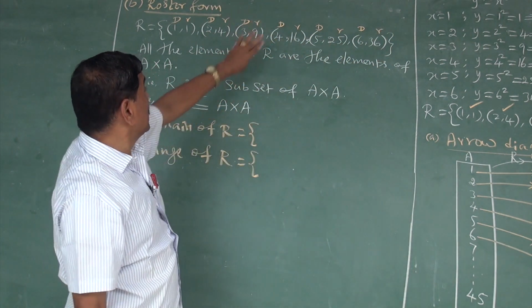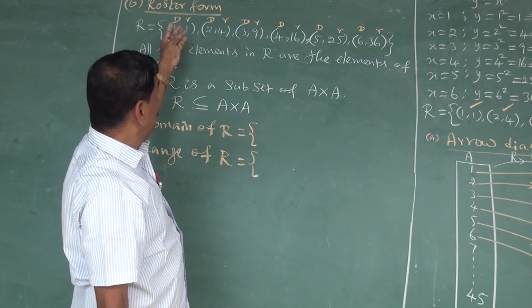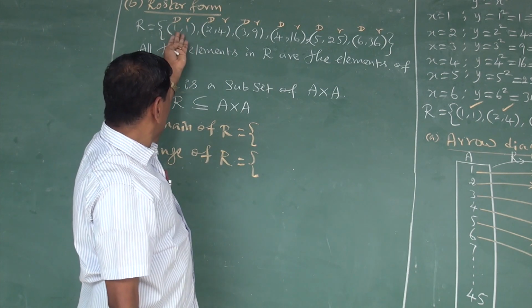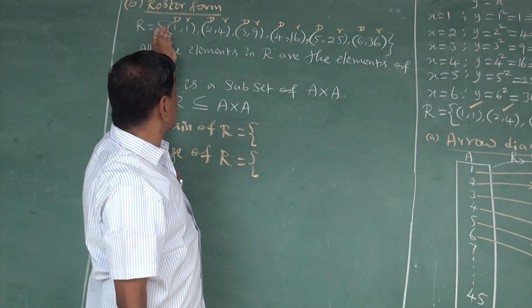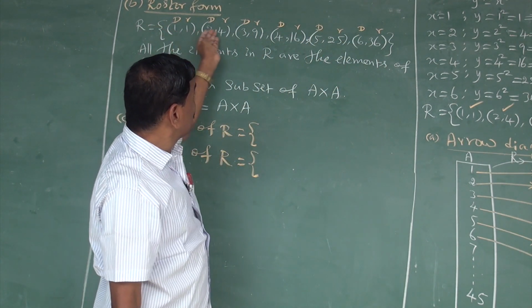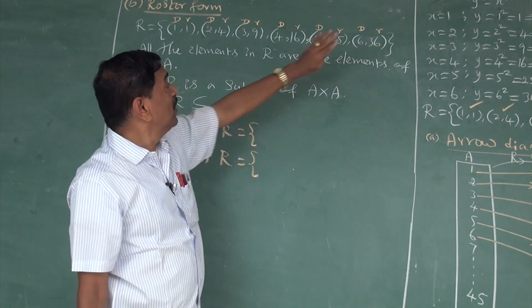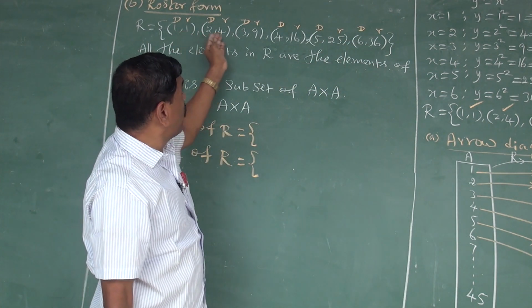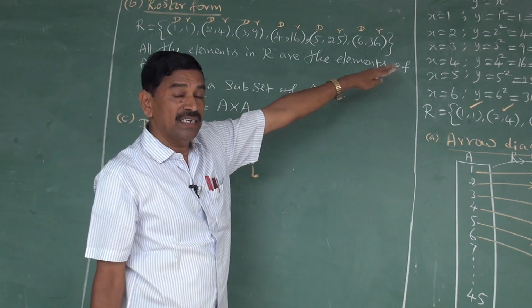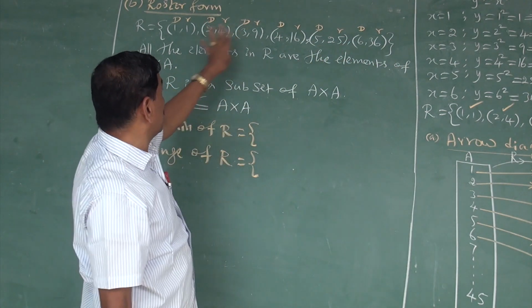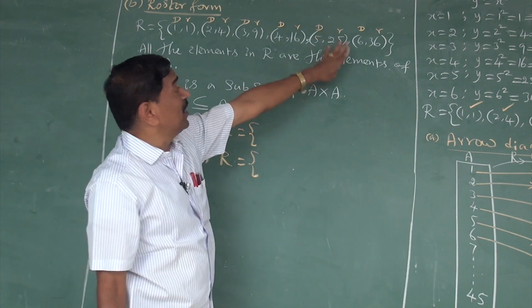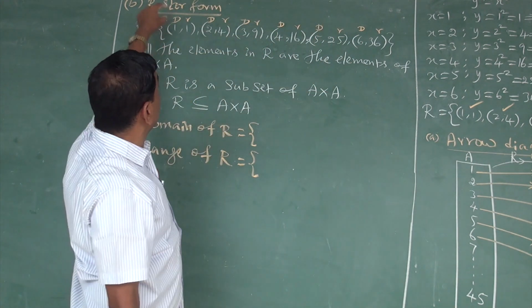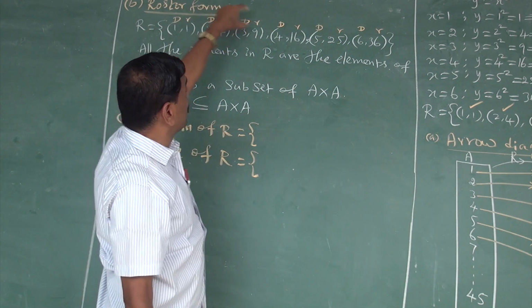And listen, it is of the form D-R, domain-range. So the first elements in ordered pairs are called domain and the second elements in ordered pairs are called range. The short form is D-R. To find a domain and a range, it is an easy method, that is, remember D-R.